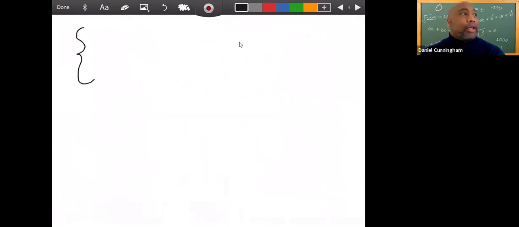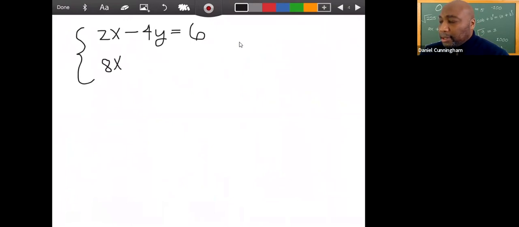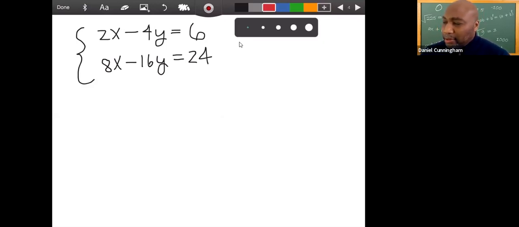So let's say we have an equation here. Let's call it 2x minus 4y is equal to 6. And let's do another one. Let's say 8x minus 16y is equal to 24. And we're going to use the elimination method. In this case, you have to decide which variable you want to get rid of. In our case, I'm going to get rid of x. We're going to do a little differently. So let's get rid of x.